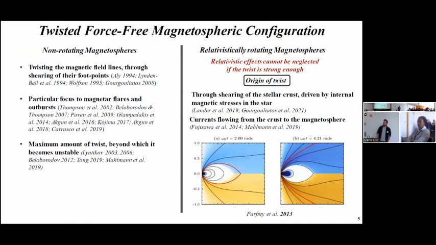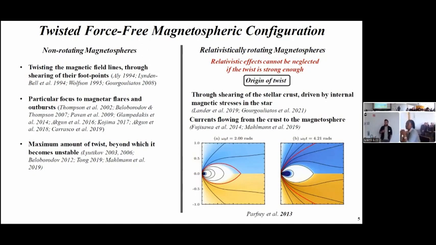So, as both the radiative profile and the spin-down rate are determined by the magnetosphere of the pulsar, any variation of the magnetic field can affect them both. This occurs by twisting the magnetic field lines through shearing of their foot points. A lot of work in the astrophysical literature has been done, with particular focus on magnetoflares and outbursts.